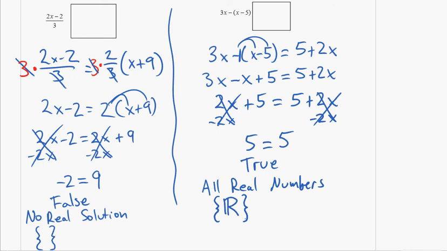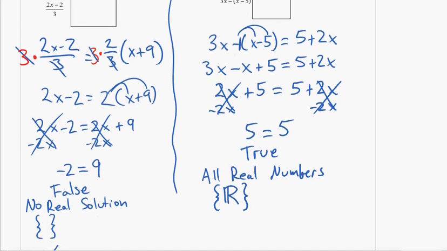But the general idea here is that if you go to solve an equation, all the variables drop out, and you're left with a true equation, that means x could have been any real number. But if you go to solve an equation, and you do all legal algebra, and you end up with a false equation once the variables have dropped out, that means that equation has no real solution, or you can represent that as the empty set.